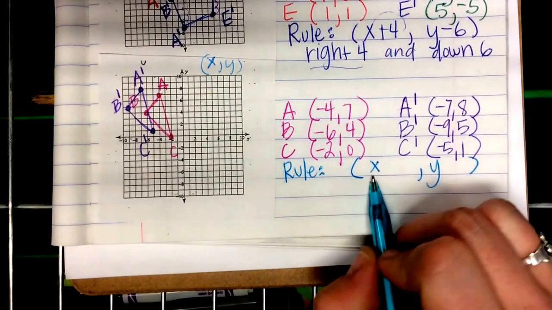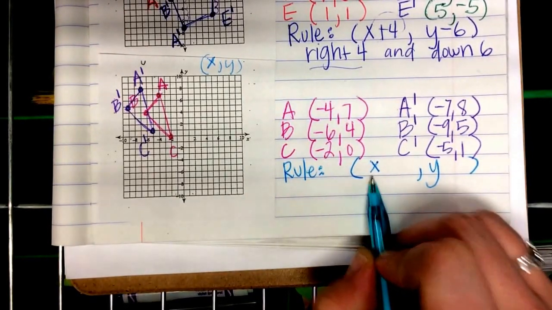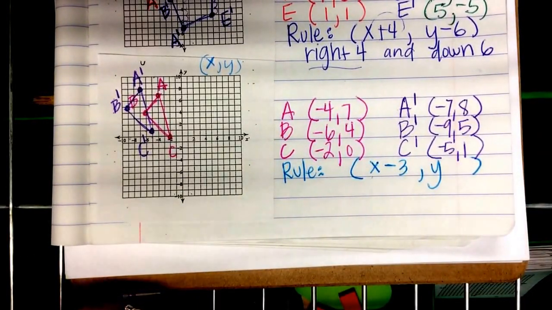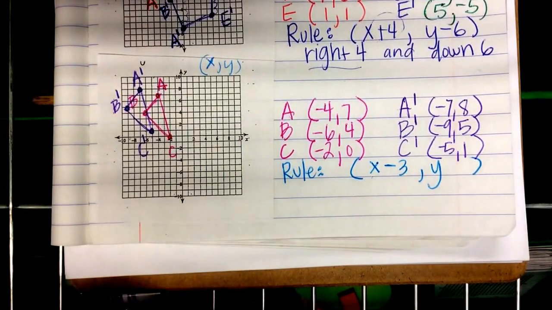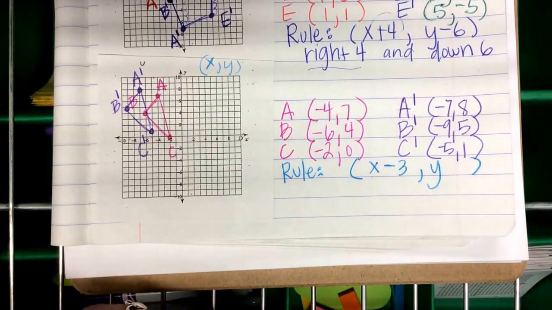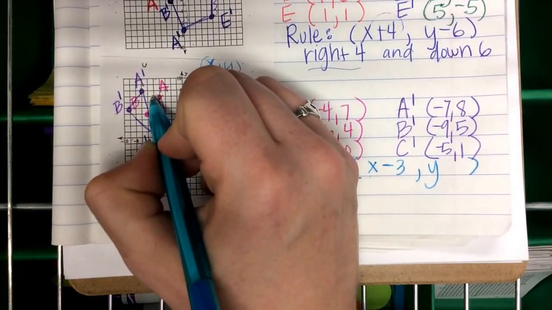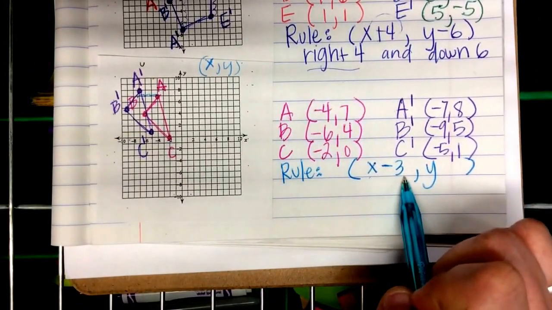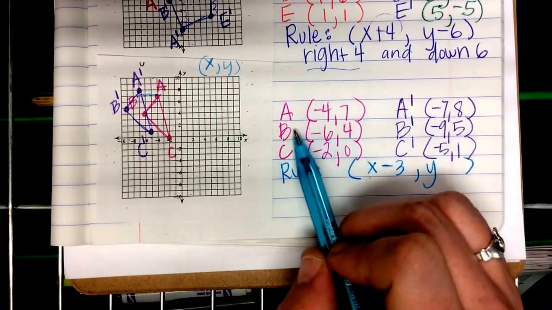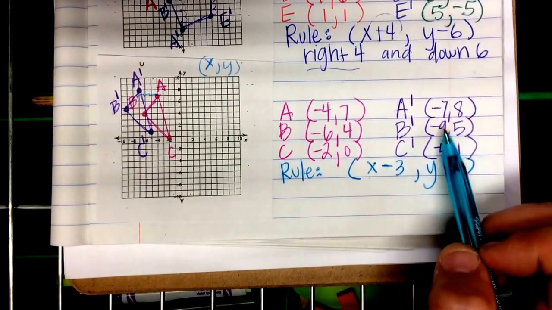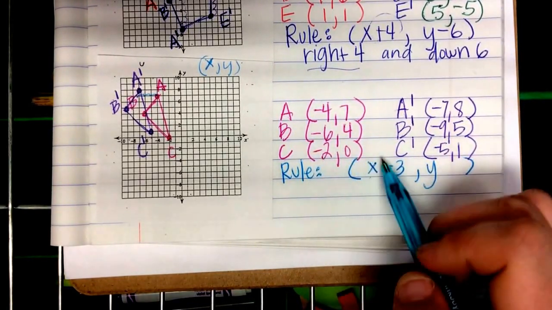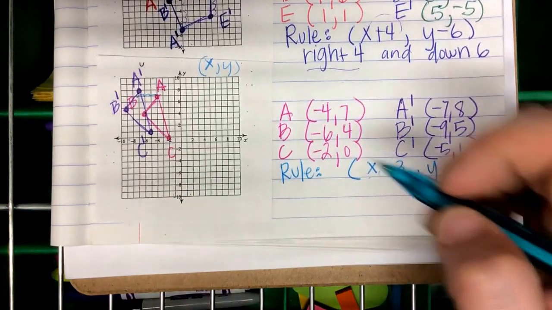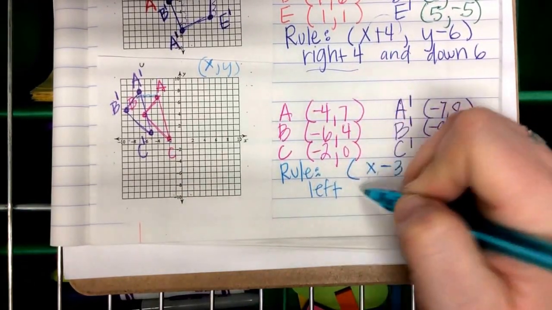Dakota, what'd you do first? X what? Could I just put minus 3? Is x minus 3 and x plus negative 3 the same? Yeah. Negative 3 and minus 3 are the same thing. So I went backwards 3. 1, 2, 3. Let's check. Negative 4 minus 3, does it equal negative 7? Negative 6 minus 3, does it equal negative 9? Negative 2 minus 3 equals negative 5. Excellent. All right, so x minus 3, which means to the left 3.